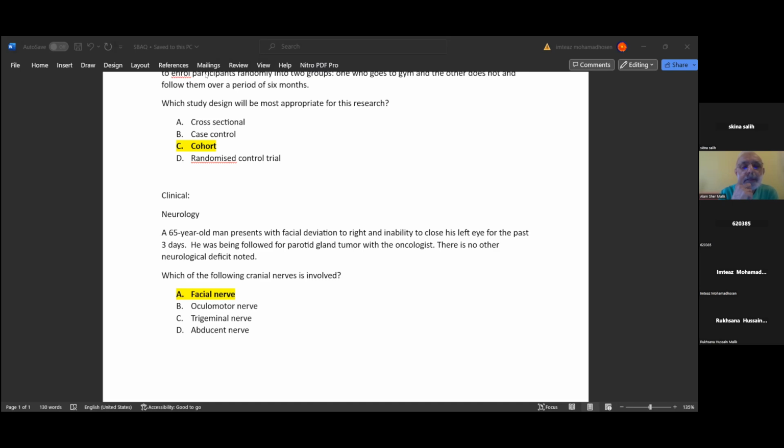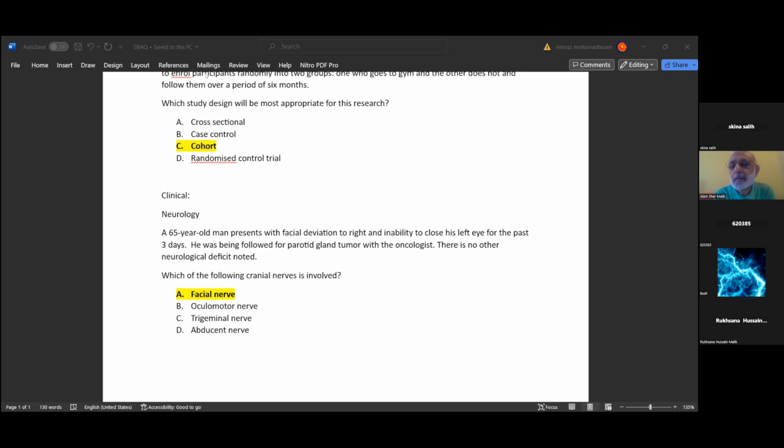Okay, I think oculomotor is not a possibility. So A and B are definitely correct. Both of them are equally correct. So both of them should be over there in the answer. But the trigeminal nerve and the abducens nerve are not involved at all.